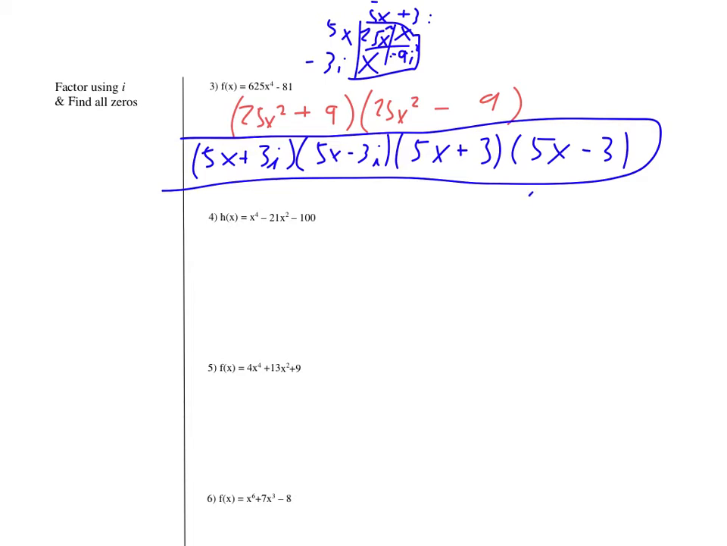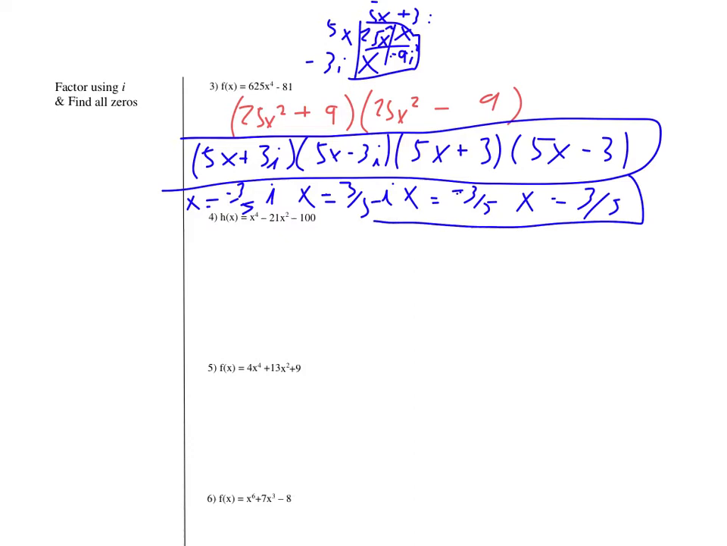And this actually allows you to see your zeros very easily. So we know this one's 3 over 5. This one's negative 3 over 5. And so same here, this one would be 3 over 5i. And this one would be negative 3 over 5i. So those are my zeros.